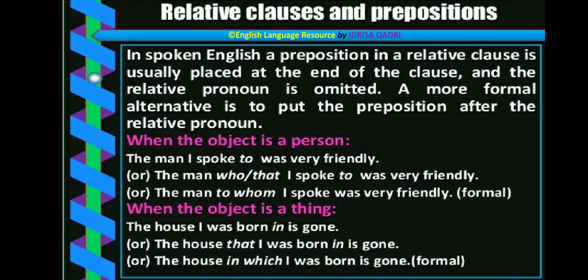Relative clauses and prepositions. In spoken English, a preposition in a relative clause is usually placed at the end of the clause, and the relative pronoun is omitted. A more formal alternative is to put the preposition before the relative pronoun. This is the condition when the object is a person. Another condition applies when the object is a thing.